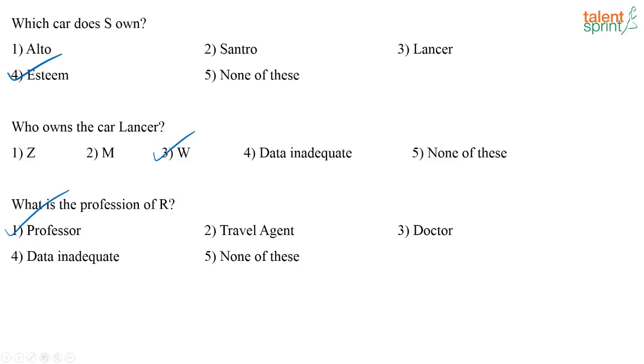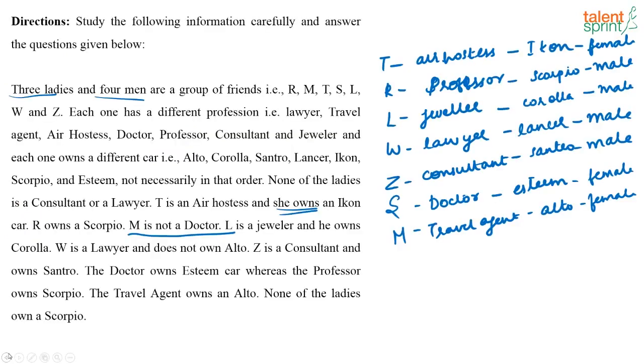Next question. I think there was also one sub-question in this set that has not been taken for the session. They had asked who are the female members in the group. So it is going to be T, S and M, right? The female members here are T, S, M. The other 4, R, L, W and Z, are the male members.